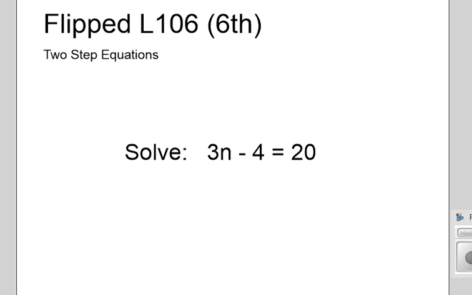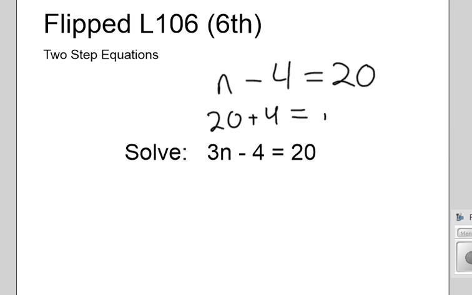Now, if we think about processes that we've gone through before, if I wanted to solve for this, I'm going to have to do some rearranging to understand what's going on. In the end, if we were to rearrange this problem real quick, this is really going to turn into 20 plus 4 equals n. And so n equals 24.